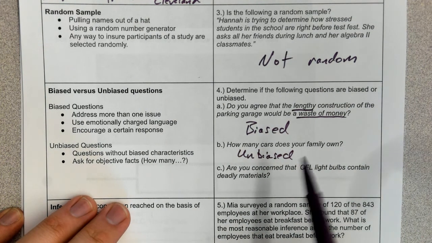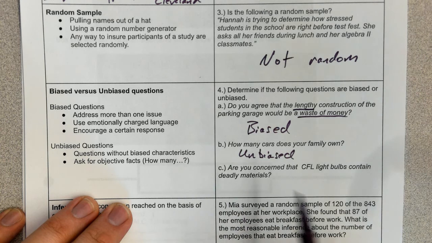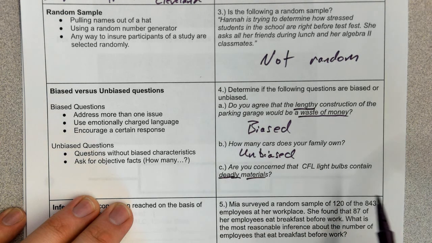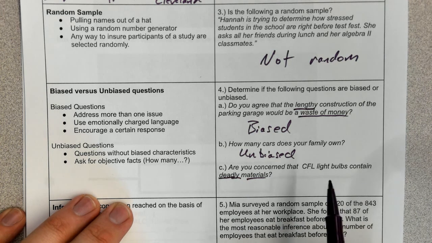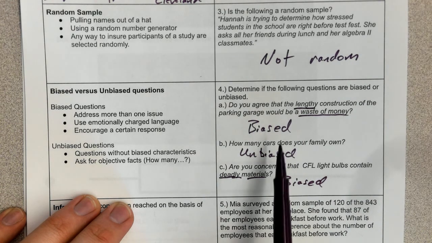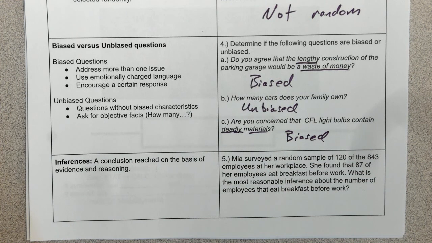How many count? Right? Are you concerned that CFL light bulbs may contain deadly materials? Well, how could you not be concerned about that? What you really want to know is about people's perception of the safety of CFL light bulbs. So you could ask something more like, are you concerned about the safety of CFL light bulbs? Right? But by putting deadly materials in there, you're clearly trying to make the person answering reach a particular conclusion. So this is bias. And sometimes in class we go back and forth on biased and unbiased questions from the assignment. So, on the quiz and the test, we will not try to trick you or anything. We'll try to make it clear whether they're biased or not.